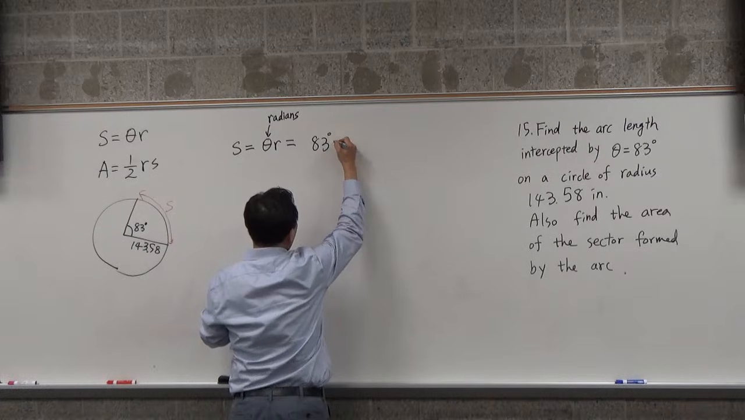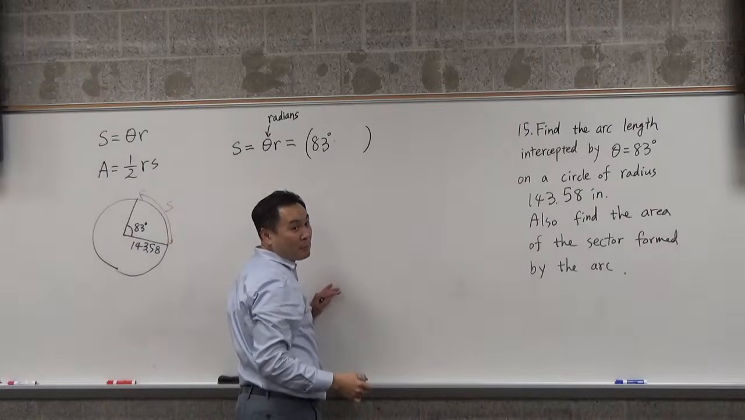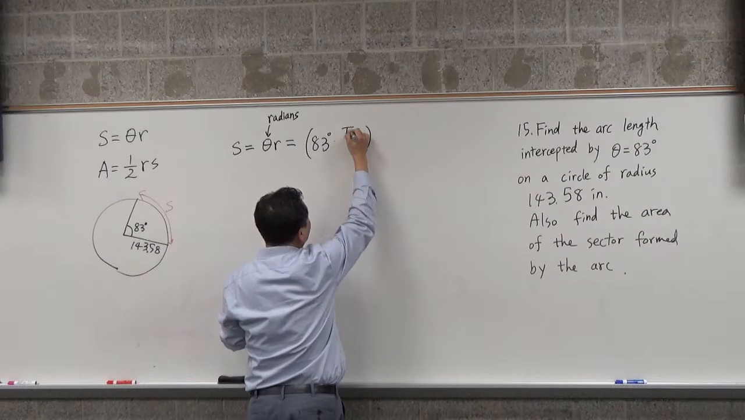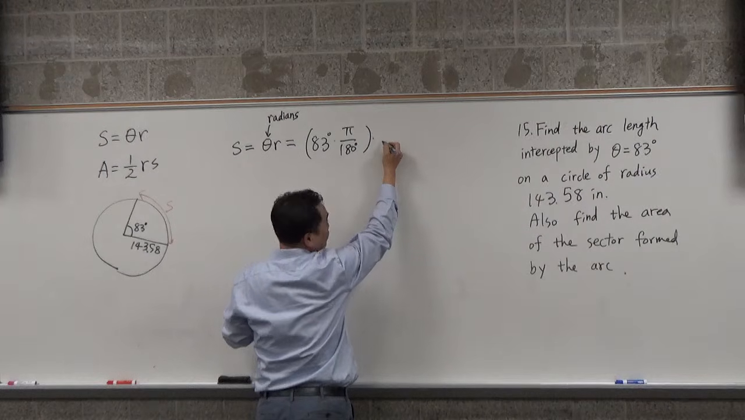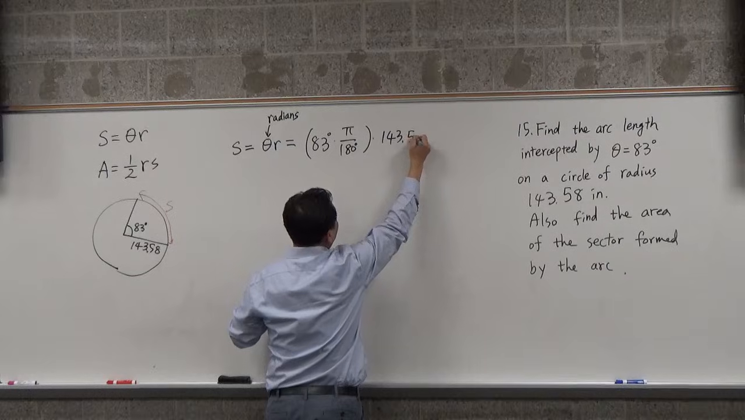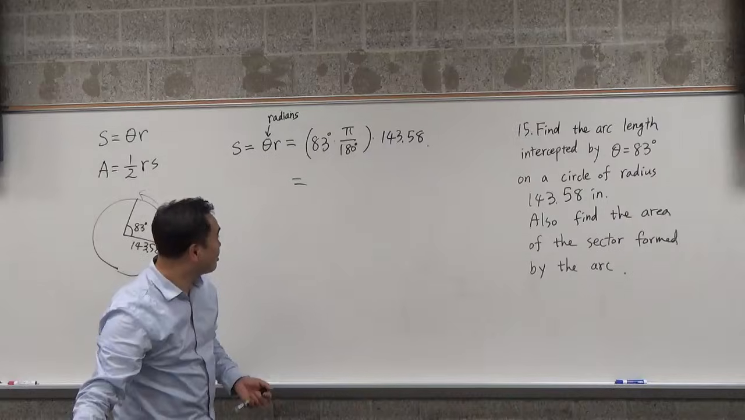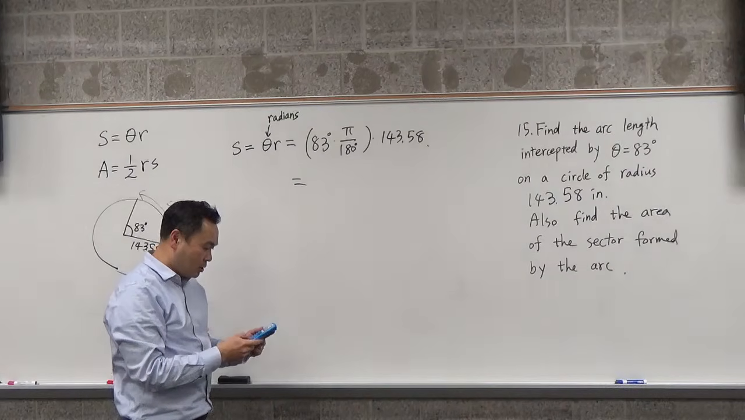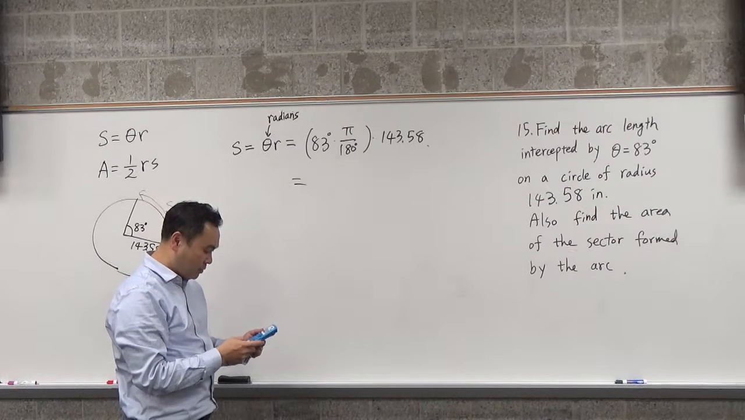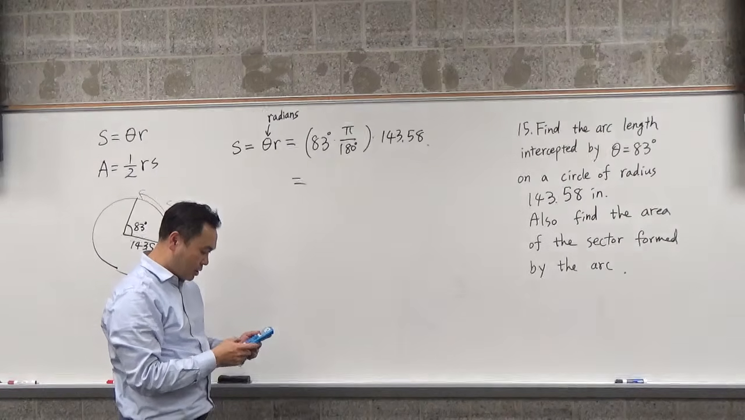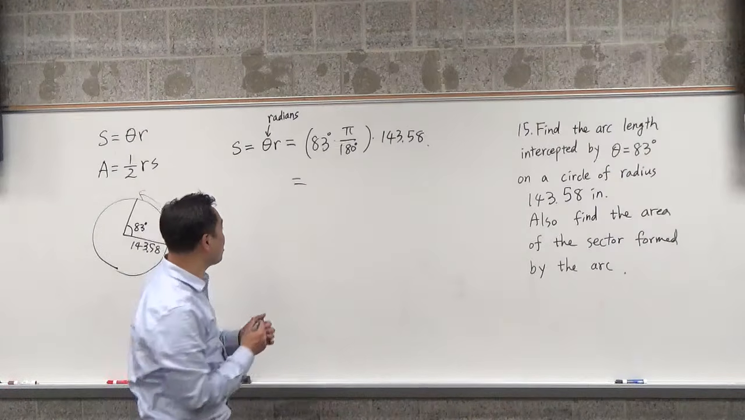How do you do that? 83 times. How do you convert degrees to radians? You multiply by pi over 180. Pi over 180, yes. And then times the radius, which is 143.58, right? Okay, so you just plug everything into the calculator and you get the answer. 83 times pi times 143.58 divided by 180. And you get 207.99, so about 208.